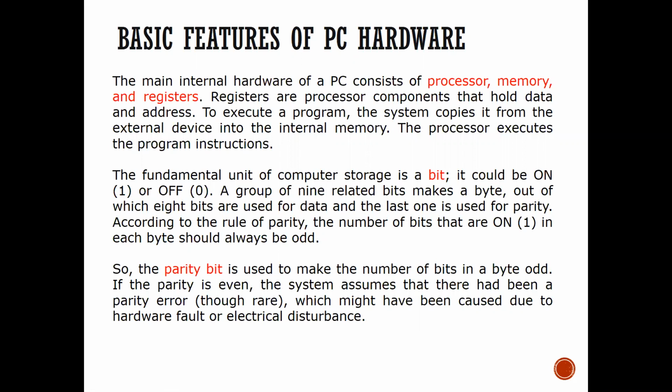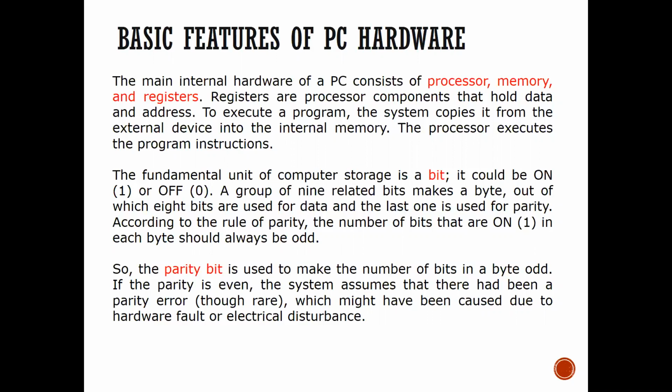The fundamental unit of computer storage is a bit. It could be on, 1, or off, 0. A group of 9 related bits makes a byte, out of which 8 bits are used for data, and the last one is used for parity. According to the rule of parity, the number of bits that are on (1) in each byte should always be odd. So, the parity bit is used to make the number of bits in a byte odd.